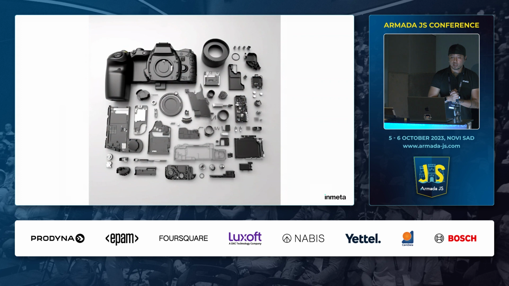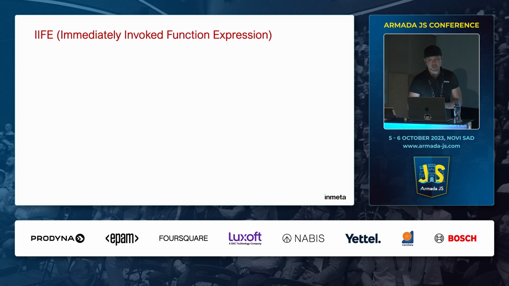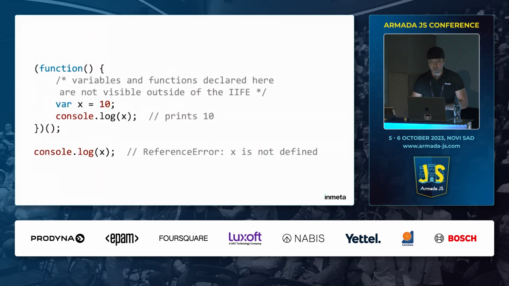So how did we modularize our code before? A brief history. First is IIFE. IIFE is an immediately invoked function expression. It mimics a module scope, can hide variables, and is self-contained. It helped us create the module pattern back in the days. In this example of IIFE, the x variable is not visible outside of the IIFE. So trying to log it outside of the IIFE results in a reference error, right?